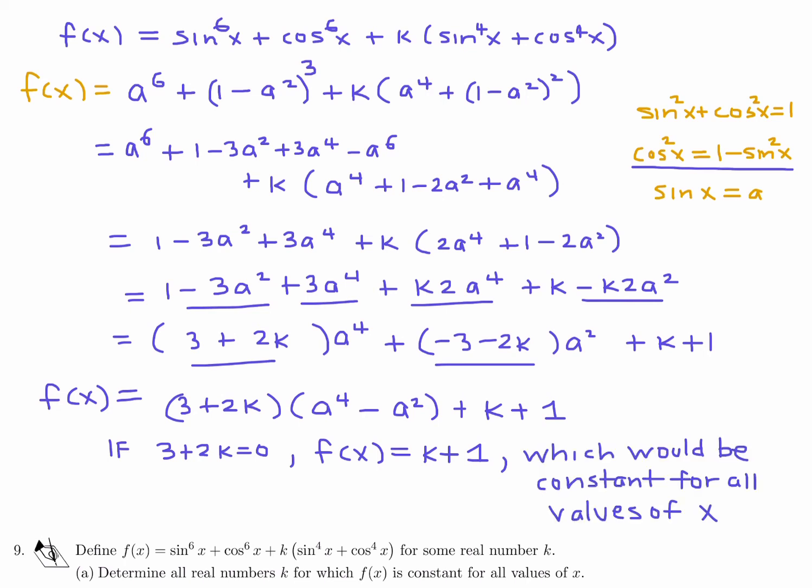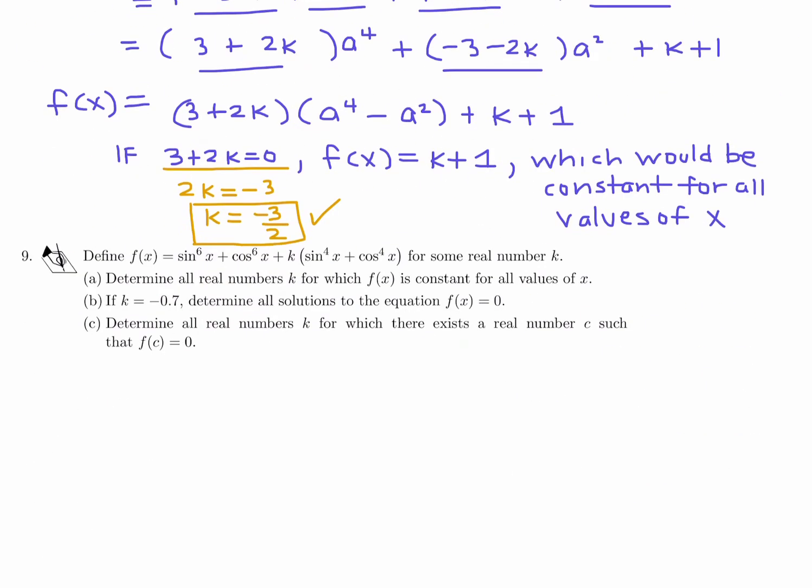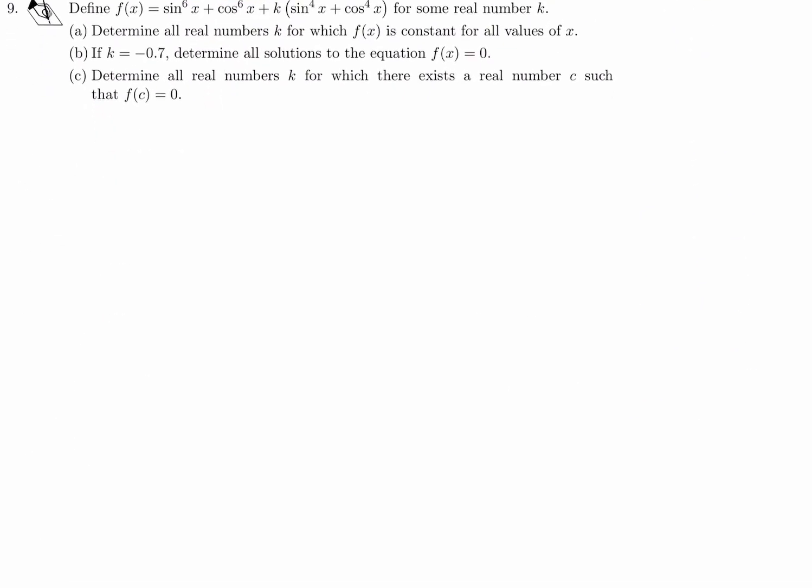Right? So, here we go. We've got to figure out what k is. 3 plus 2k is equal to 0, so 2k is equal to negative 3, and therefore k is equal to negative 3 over 2. And that's the only value of k for which this holds true, that f of x is constant for all values of x. That takes care of part A.